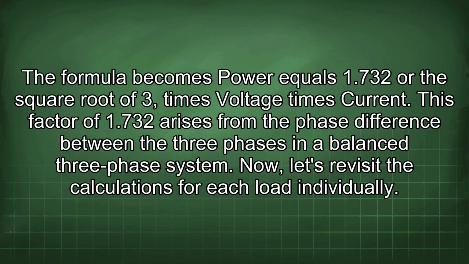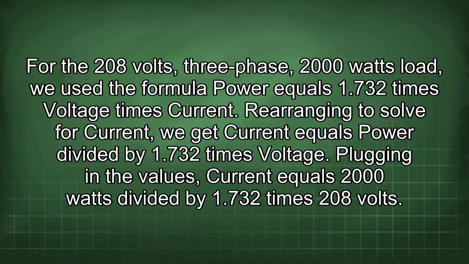The formula becomes power equals 1.732, or the square root of 3, times voltage times current. This factor of 1.732 arises from the phase difference between the three phases in a balanced three-phase system. Now, let's revisit the calculations for each load individually. For the 208 volts, three-phase, 2000 watts load, we use the formula power equals 1.732 times voltage times current. Rearranging to solve for current, we get current equals power divided by 1.732 times voltage.